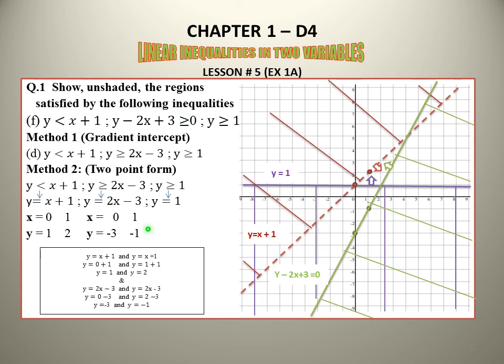So this is how to draw the graph of linear inequalities, which is the same as we have learned in the first 3 lessons, in which we learned to draw the graph of linear equations.